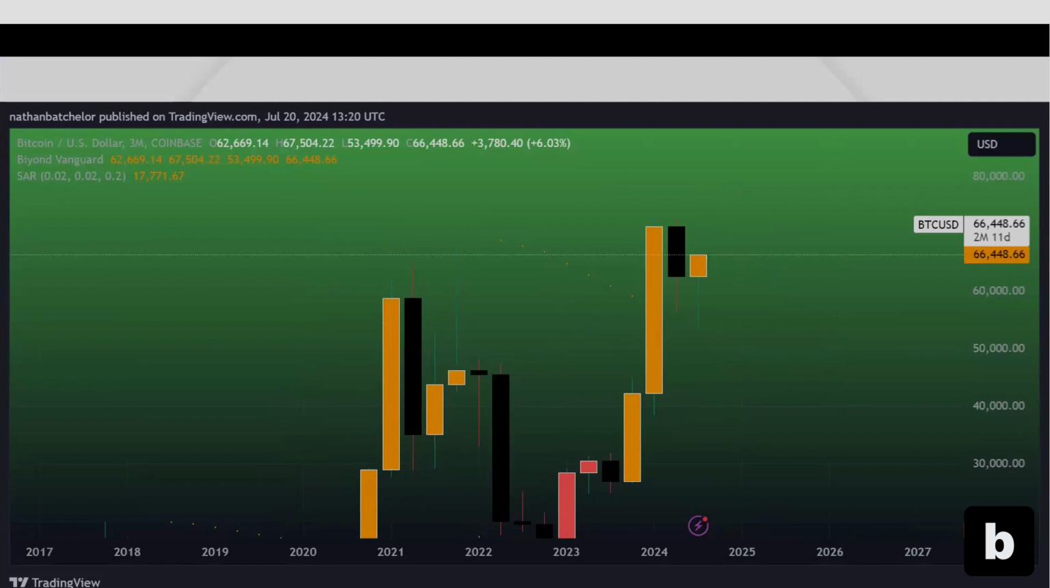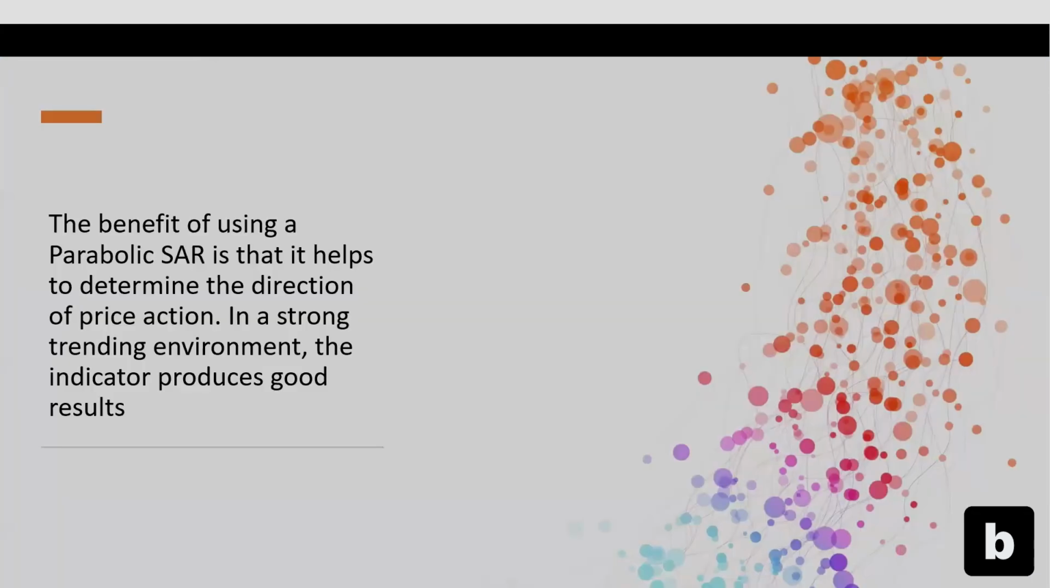If we look a little bit further out on the 3 month time frame, we can see there that we have just started to flip bullish on the quarterly, or the 3 month, time frame as well. And that's generally a very, very good sign going forward. So I guess overall, the benefit of using the parabolic SAR is it can help to determine the price and the direction. In a strong trending environment, this indicator really comes into its own.